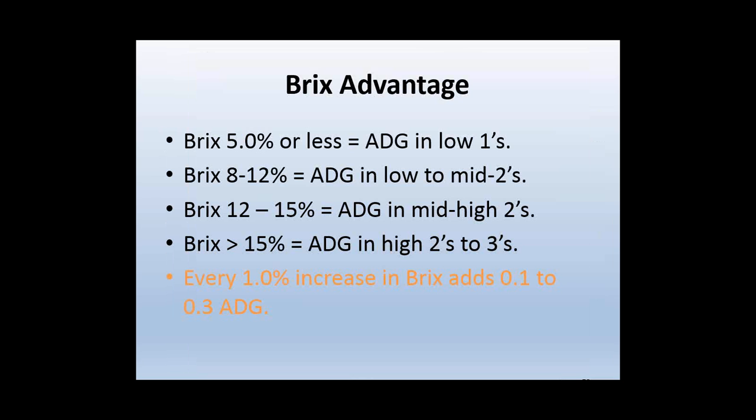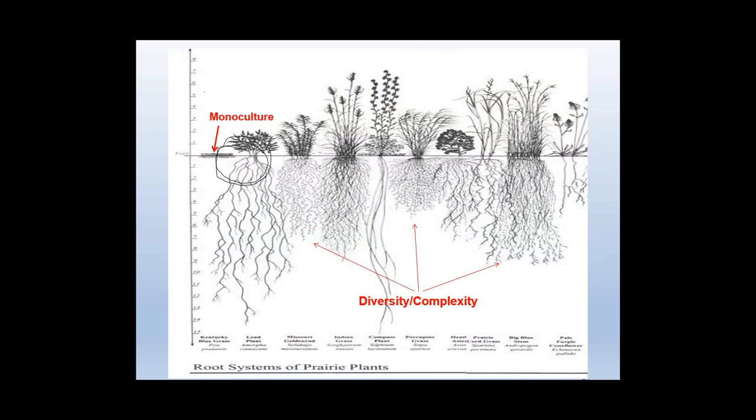Through collection of data from a number of years and running regression analysis, what we have found is this. If we can improve brix in our pastures from 2 to 5%, which is what the majority of pastures in the U.S. are, to 15% or greater, we will see average daily gains go from less than a pound a day to about 1 pound a day, to the high 2s, to even the low 3s. And bottom line is this: for every 1% increase in brix, we get an added average daily gain of 1/10 to 3/10 of a pound on a daily basis.